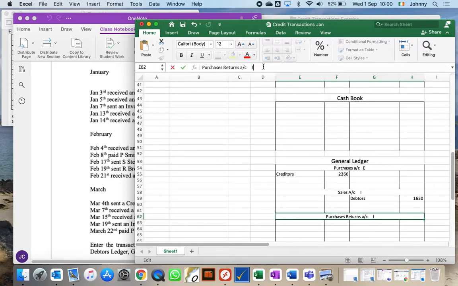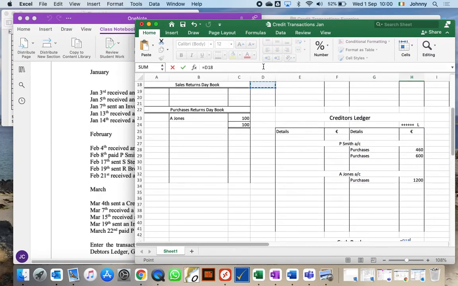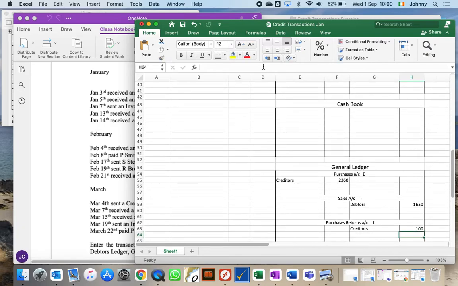And which side should I be putting this on? It should be on the credit side. Income, according to your bookkeeping key, is on the credit side. So I'll call these creditors. And I'm looking for the total figure from the day book. And again, with purchase returns, in this case, we only had one. So the total then was €100 for A. Jones. So put those in. Is that okay so far?